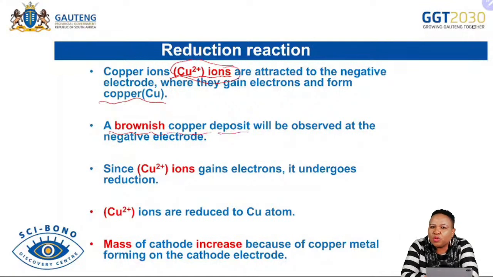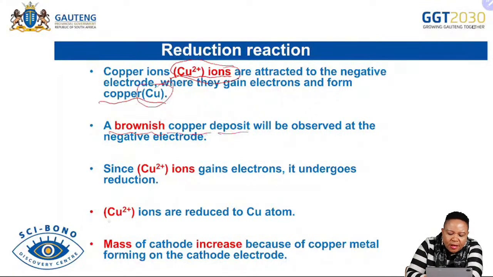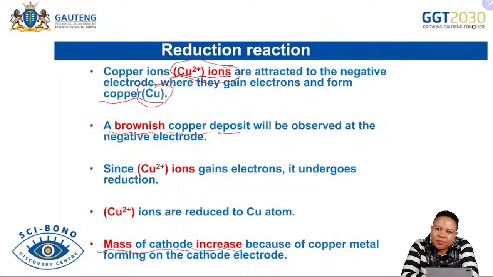So physically, you are going to see the color brown forming at the cathode side. And because now we are forming an atom which is copper, definitely we will expect the mass of the cathode to increase because copper atoms are formed. Even though at the chloride ion side there was no mass increase on the electrode because the electrode was not actively undergoing oxidation, at the cathode side we expect the mass of the cathode to increase because copper atoms are forming on top of the cathode.